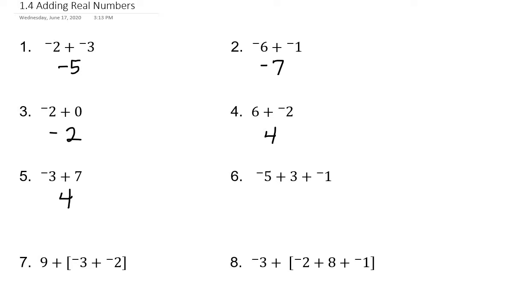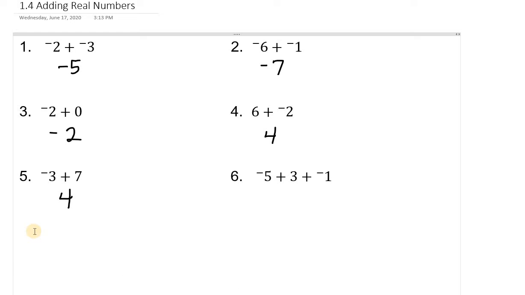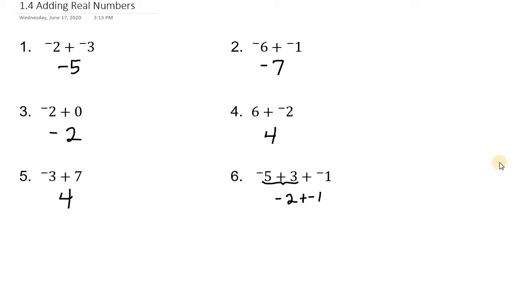Okay, there are your answers for the first 5 problems. All right, problem number 6. I have -5 plus 3 plus -1. So I'm going to do the order of operations, add from left to right. So I'm going to add the -5 and 3 and get -2. And then I have -2 plus -1, which is -3.